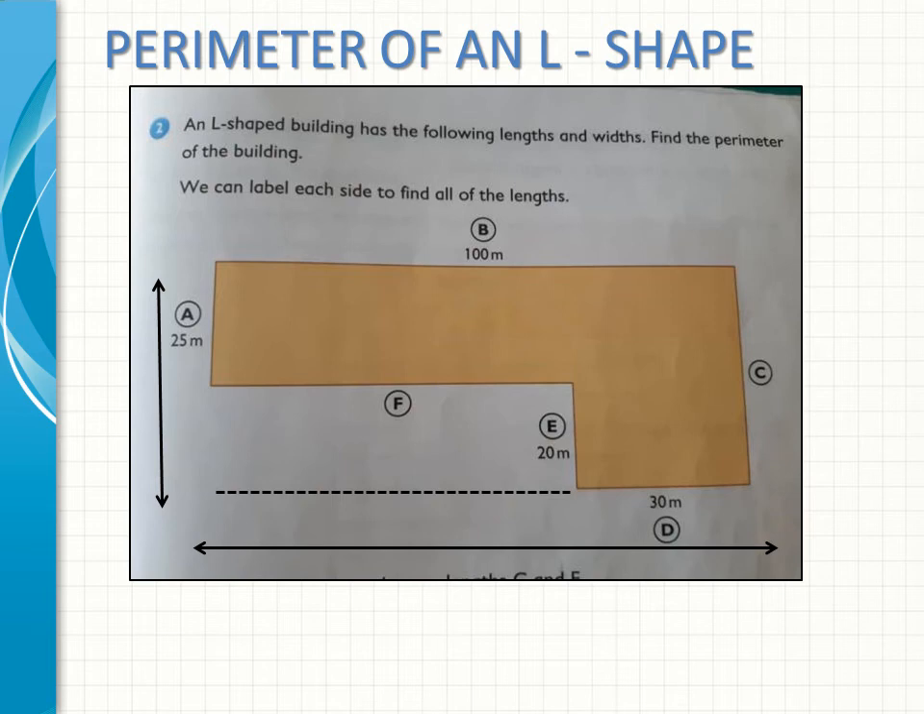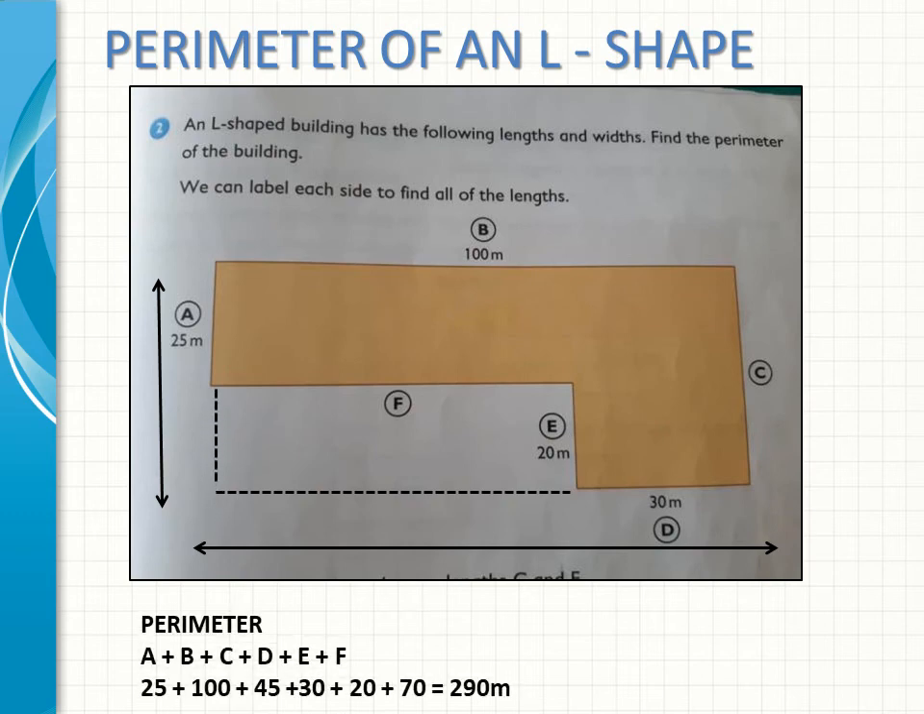Now let's find the perimeter. We add all the sides together. 25 plus 100 plus 45, that's our line C, plus 30, that's line D, plus 20, plus line F, which is 70. We add all together. What answer are we going to get? The answer is 290 meters. That's the perimeter of this L shape.